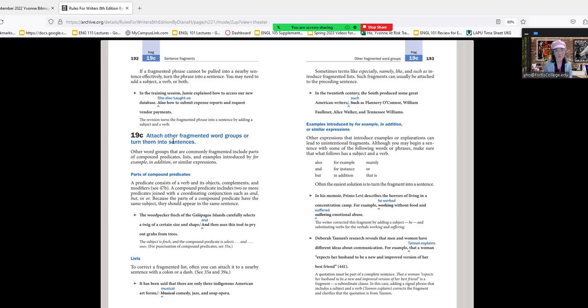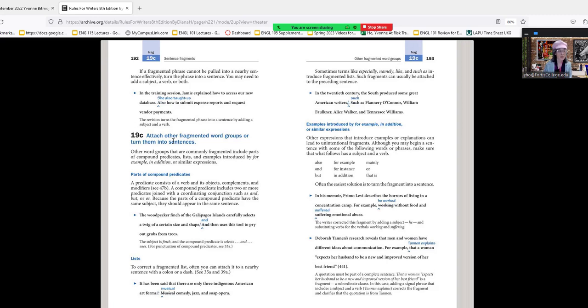Usually a predicate comes right after the subject. A compound predicate includes two or more predicates joined with a coordinating conjunction such as and, but, or. Because the parts of a compound predicate have the same subject, they should appear in the same sentence.